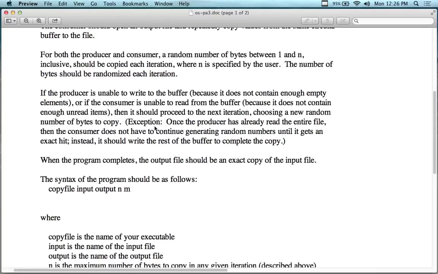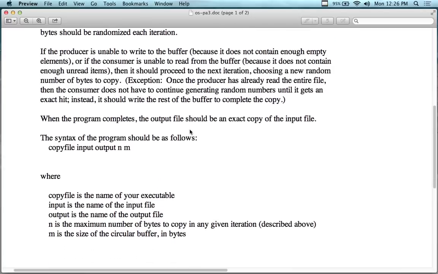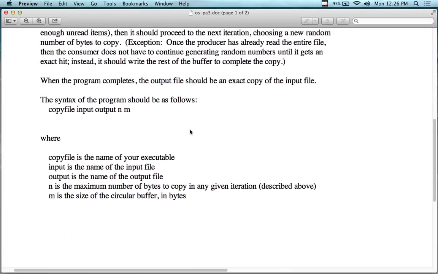In terms of the exception, once the producer has already read the entire file, it should stop working. And once the consumer doesn't have anything else to generate, it shouldn't need to consume anything else anymore, so it stops as well. And then you basically produced a copy. So when the program completes, the output file should be the exact copy of the input file. And the syntax of the program should be followed in terms of copy file, input, output.